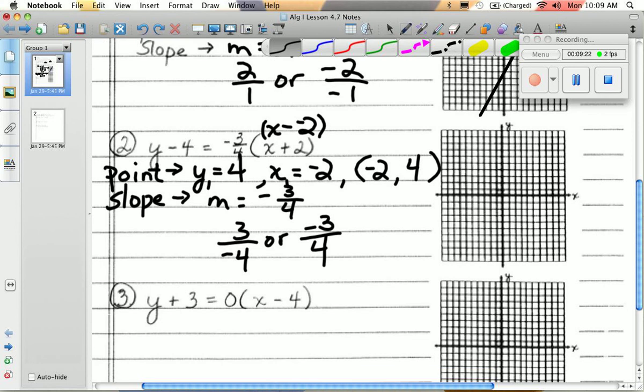So we start with our ordered pair, negative 2, 4. From there, we can go up 3 and 4 to the left. Negative 4 means go left for the run. Or we can go down 3 and 4 to the right. And we have our 3 points for our line. With arrows at both ends, I'm just not going to take time to stop and put the arrows on.